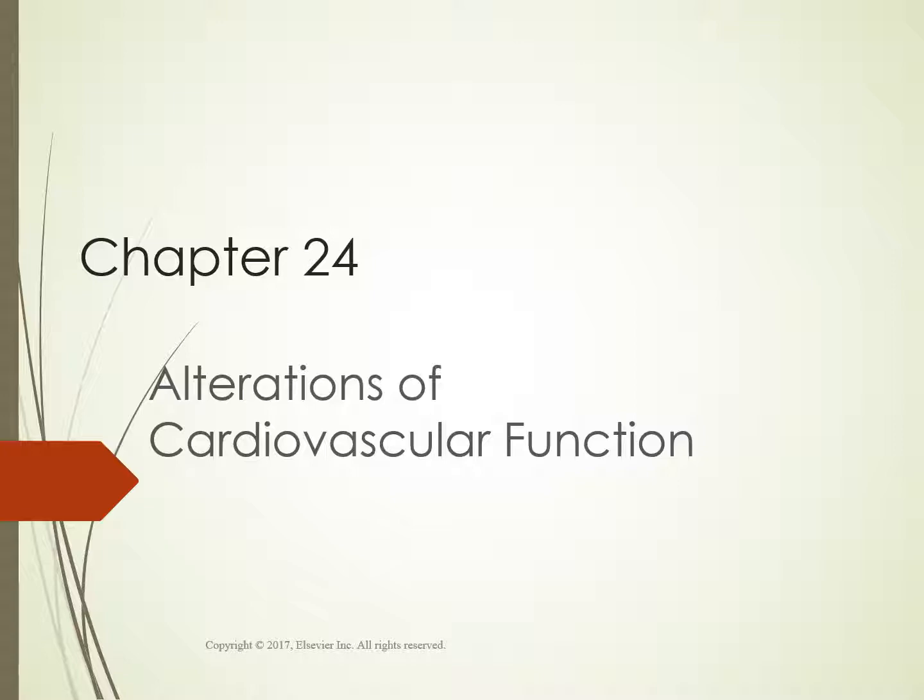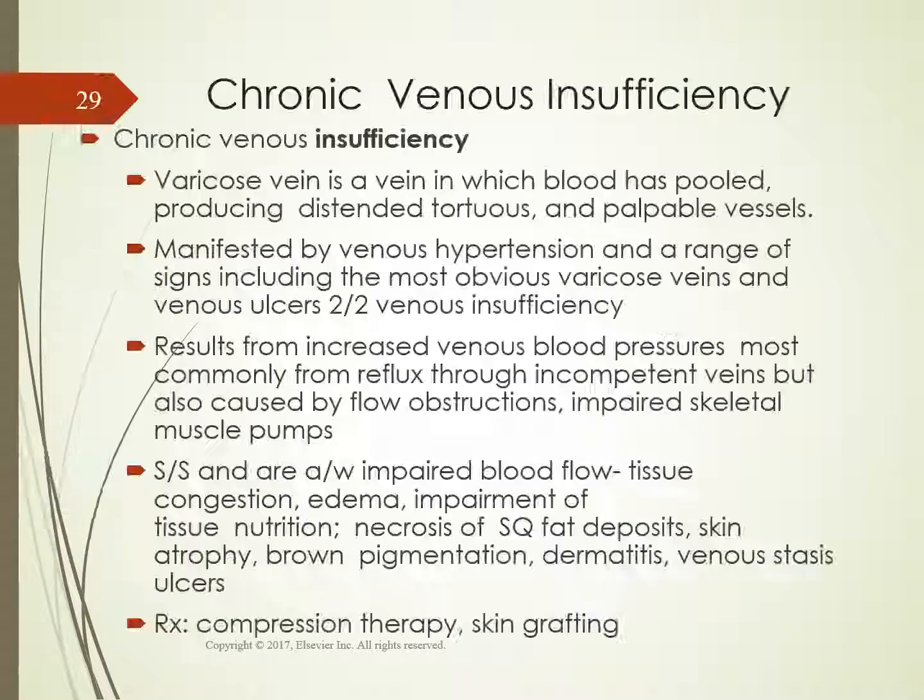Alterations of cardiovascular function. So, chronic venous insufficiency. Varicose veins typically involve the saphenous veins of the leg and are caused by trauma to the saphenous veins that damage one or more valves, and then you get this gradual venous distension caused by the action of the gravity of the blood in the leg. Chronic venous insufficiency is inadequate venous return over a long period of time.